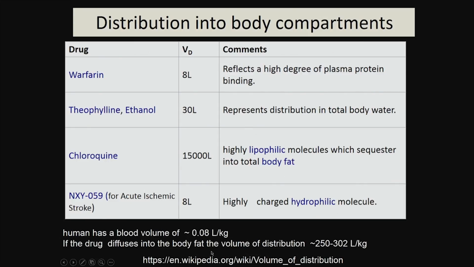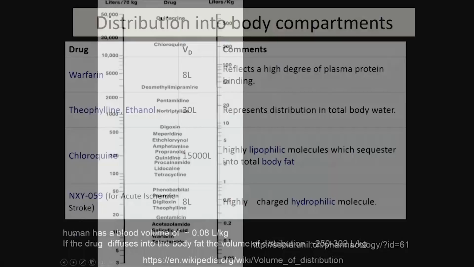If the drug diffuses into the body fat, then the volume of distribution goes up to almost 250 to 300 liter per kg. As you can see here, if a very small molecule can diffuse into the fat and so on, the volume increases dramatically, and as the volume increases dramatically, the C naught also will drop dramatically. So as you can see here, almost 3000 times like that. This is taken from this particular reference.